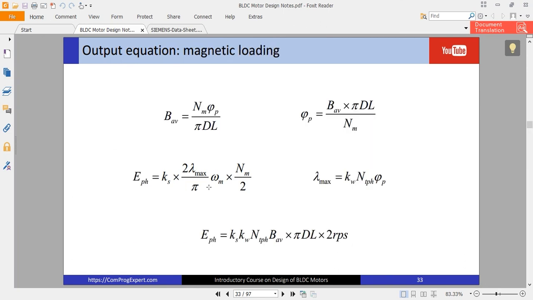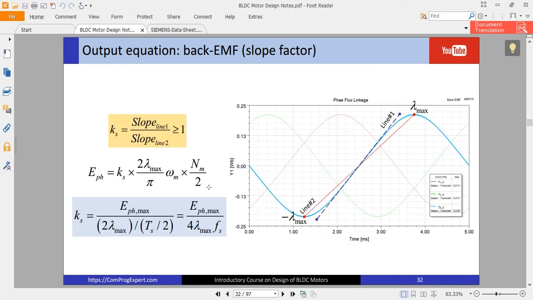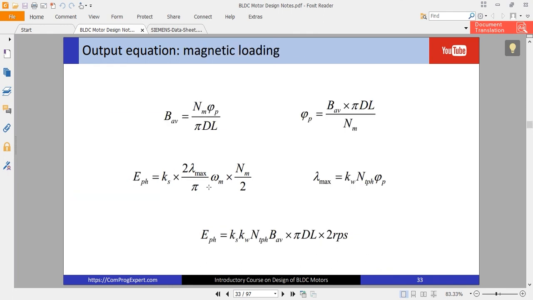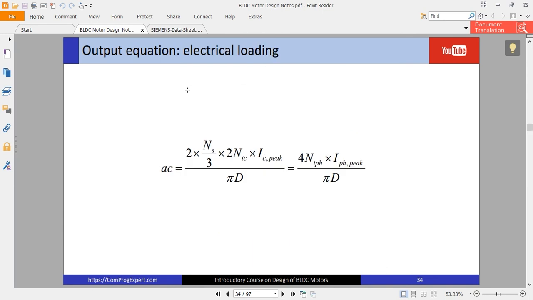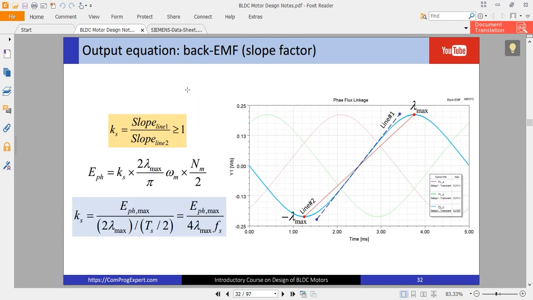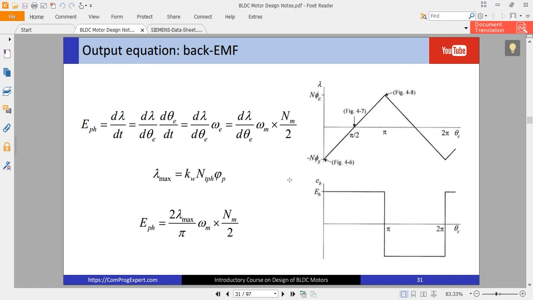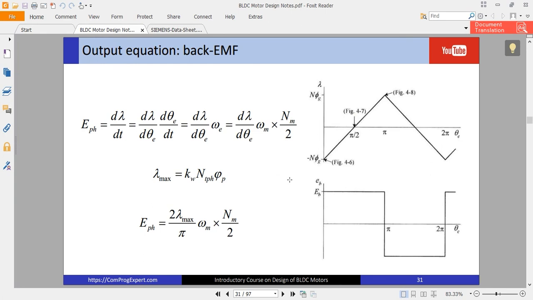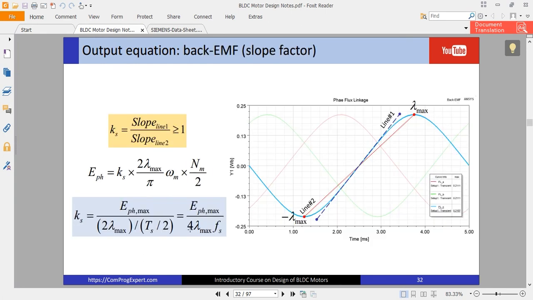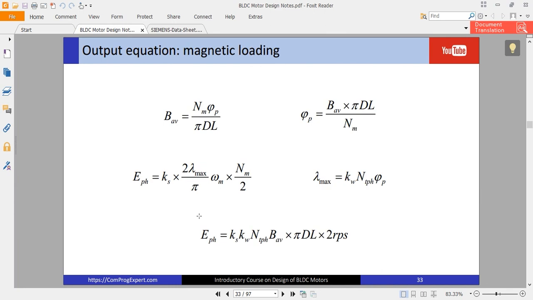I think it's good for this video, and let's pause and continue in the next video. In the next video, we will continue to derive the output equation, the magnetic loading concept, the electric loading concept, and calculation of the motor main dimensions. As a practice, you can review the phase back EMF equation and the concept behind the definition of the slope factor. Thanks for watching, and let's continue in the next video.